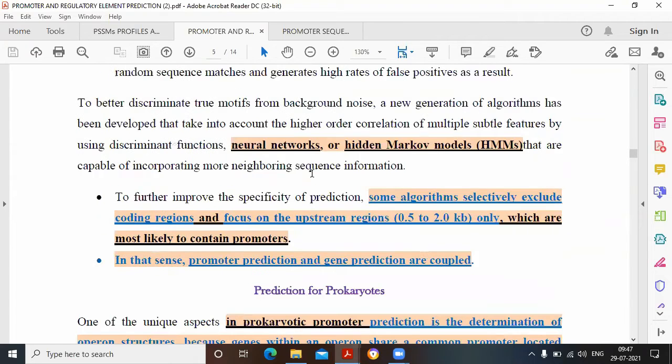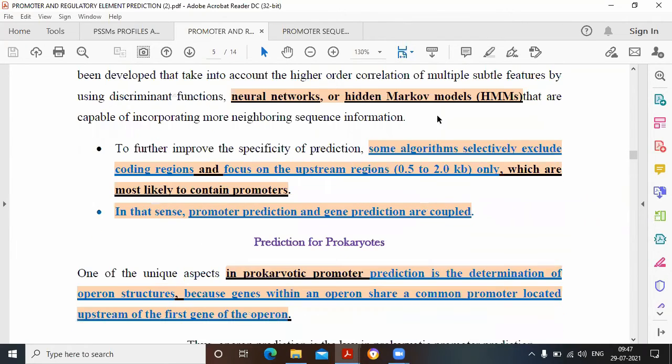And whether you use a neural network or hidden Markov model, it is based on the algorithm we have designed. Some of the algorithms selectively exclude the coding region. Our concern is only finding the promoter region, the non-coding region. So they exclude the coding region, the region where the ORF is present, which goes to protein. That way they shut down the region that is not expressing, and the analysis is much better and easier for the particular part.